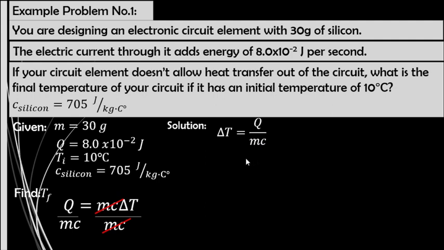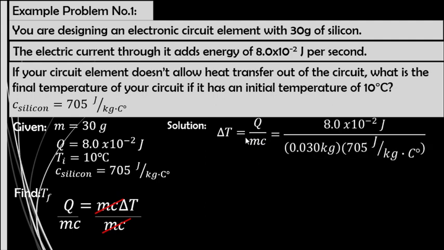And we can now have the substitution, which is delta T is equal to 8 times 10 raised to negative 2 joule for our Q divided by 0.030 kilogram times 705 joule per kilogram times Celsius degree. Computing for this, we can have an answer for delta T as change in temperature is equal to 3.78 times 10 raised to negative 3 Celsius degree.